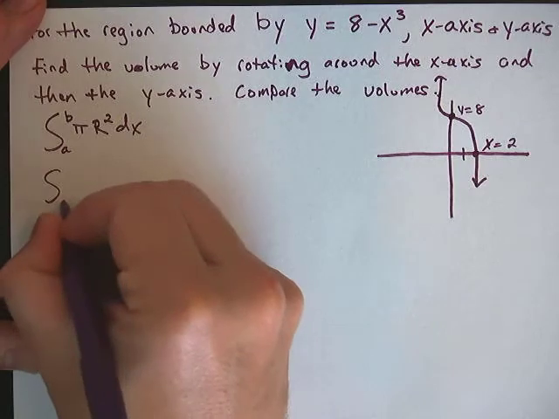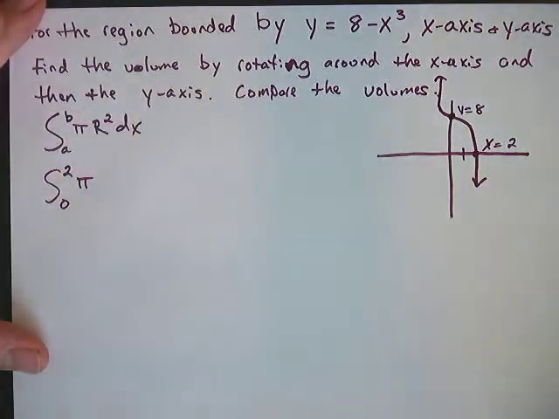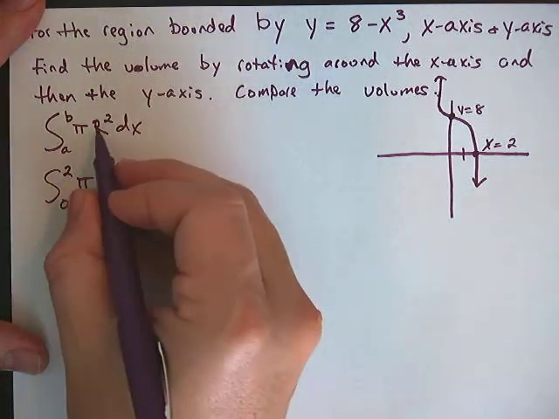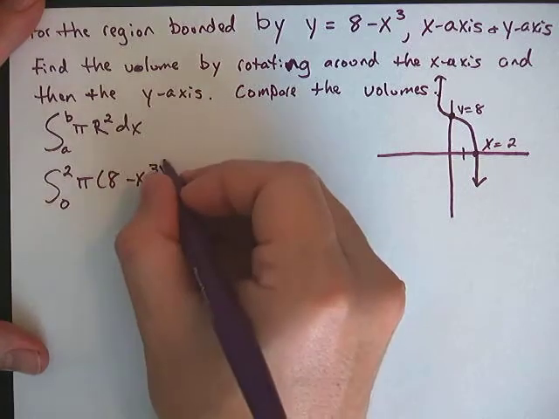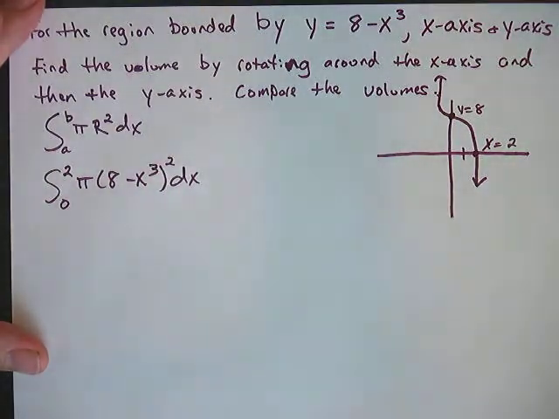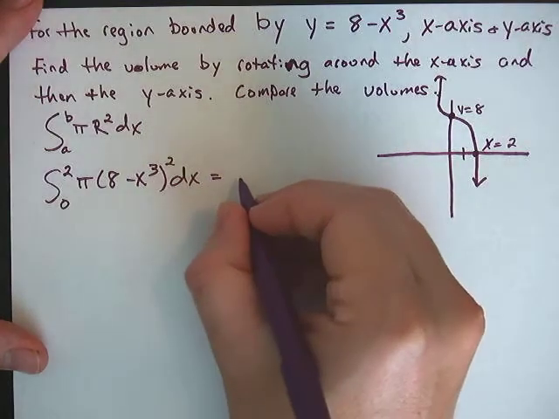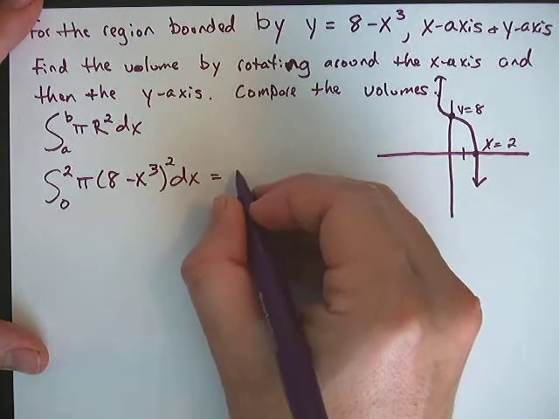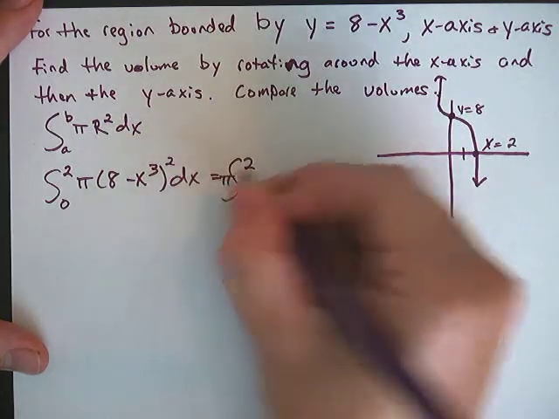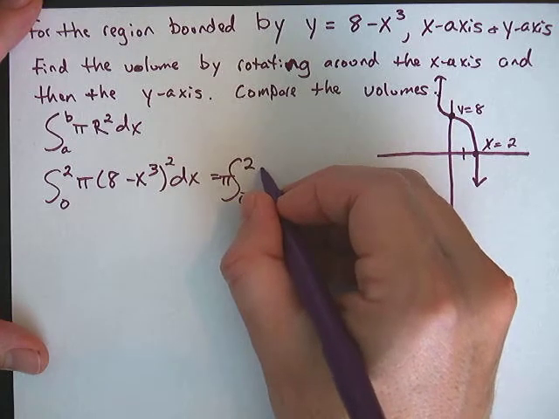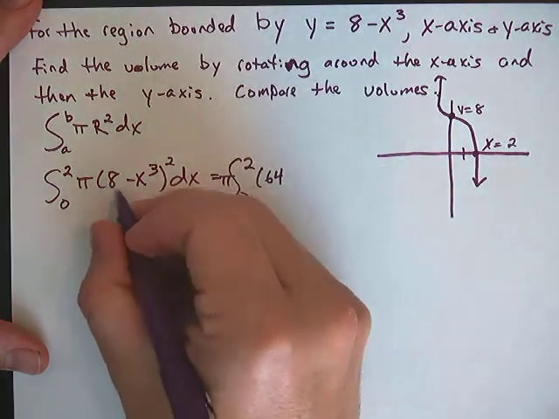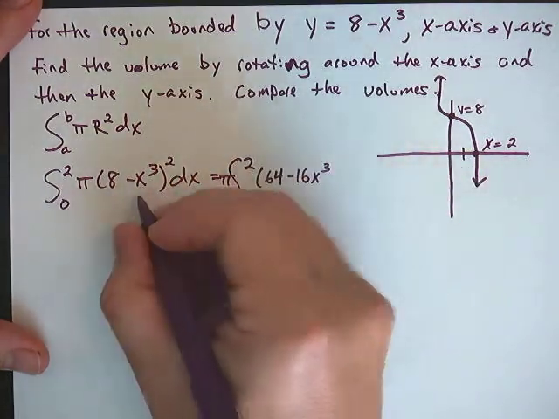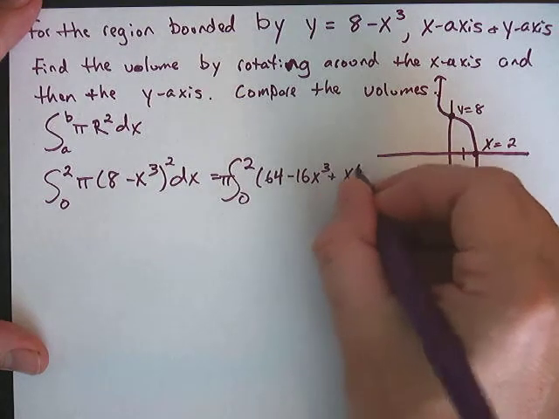So we have the integral from 0 to 2 of pi, and then our region, of course, is the function 8 minus x cubed. We're going to square that because it says pi r squared, so here's our region squared dx. Okay, let's go ahead and integrate that. First let's square that out, make that a little easier for us. We can put the pi out front of, let's see, we get 64. The two middle terms give us negative 8x cubed and another negative 8x cubed, so negative 16x cubed. And our last term would be positive x to the 6th dx.